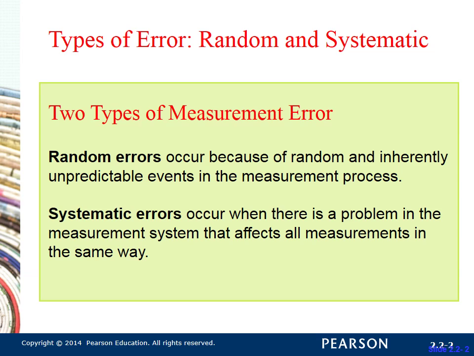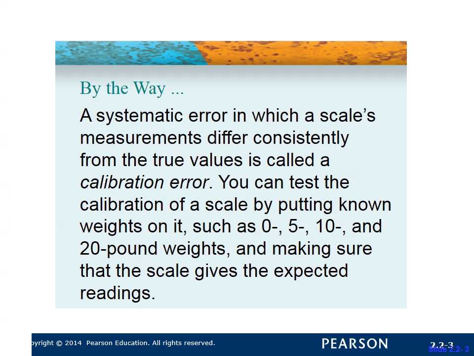Systematic sounds like it's occurring all the time, which is exactly how we define a systematic error. It's one that affects all the measurements in exactly the same way. So let's look at a few examples of that. If I have a scale that is consistently off, that is going to be a systematic error, and you can fix it by recalibrating. So a calibration error is a classic systematic error.